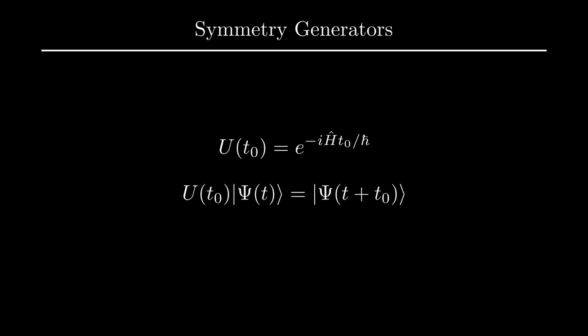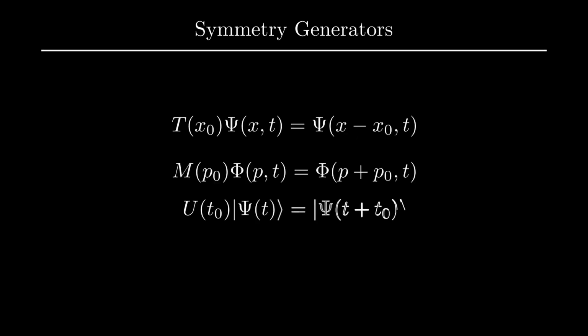I won't go into the arguments as to why this is the case, as the explanation is pretty involved, but just keep this in mind. Altogether then, we have that momentum generates position shifts or translations. Position generates momentum shifts, and the Hamiltonian operator generates time shifts.